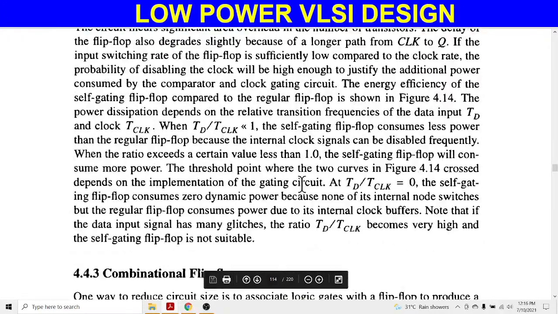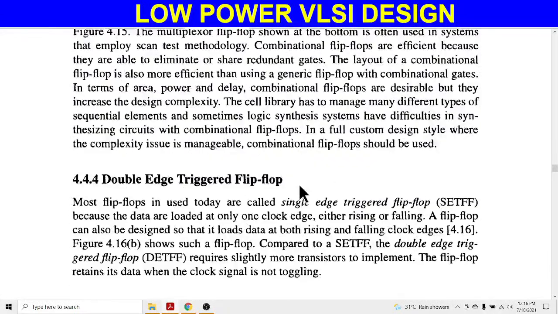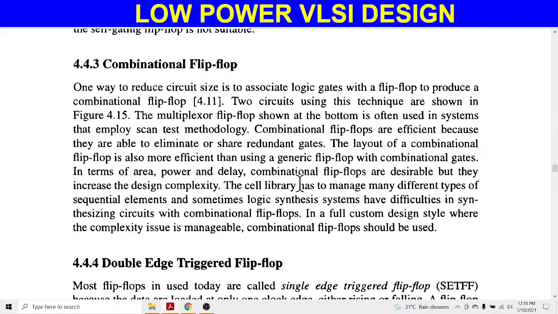Okay, so these are all part of low power flip-flops, some circuit diagrams of flip-flops and latches that work on low power. Okay, so in the next lecture we will discuss some other topic.